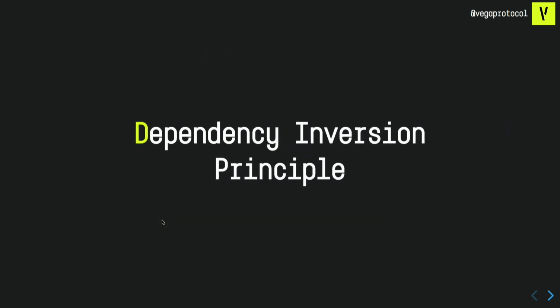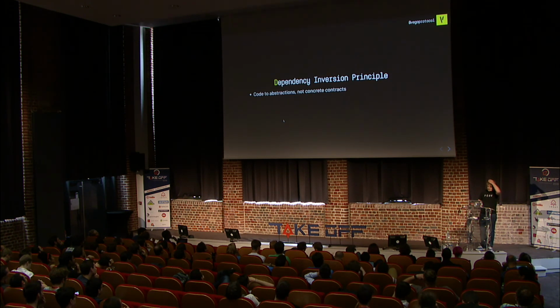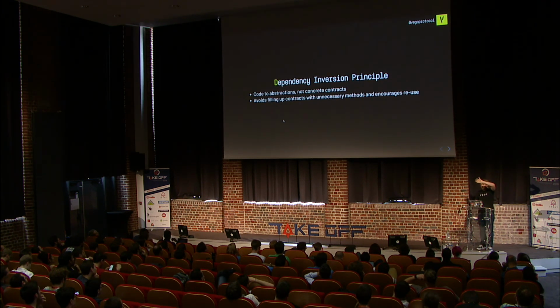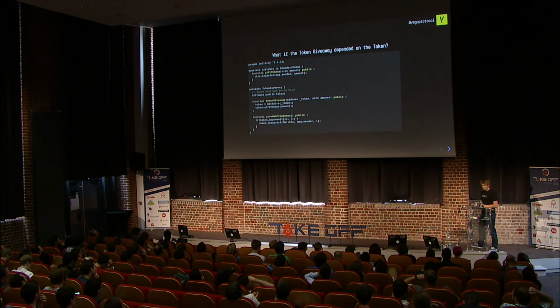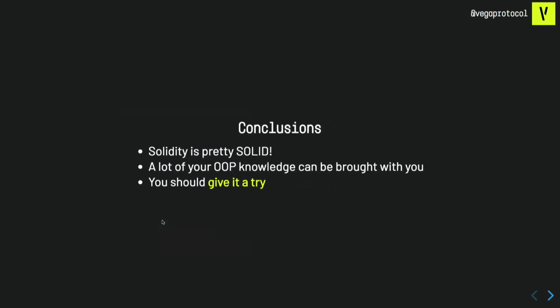So the last one, D, I'll throw it in for good measure, is the dependency inversion principle, which is saying swap that relationship around. Rather than putting your code inside of the original contract, we could create a new contract called a token giveaway that takes your ERC20 in as an argument, and therefore we're putting the dependency in. So basically the upshot of it is that Solidity is pretty SOLID, okay? So it's worth applying your object-oriented principles to it. All of that can be brought with you, and you should give it a try.